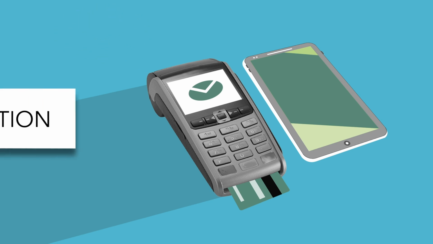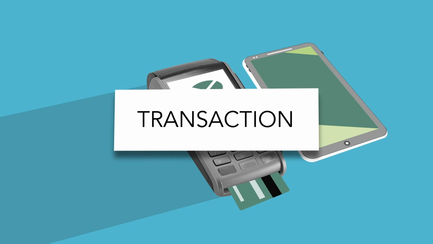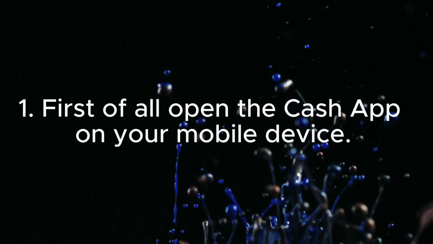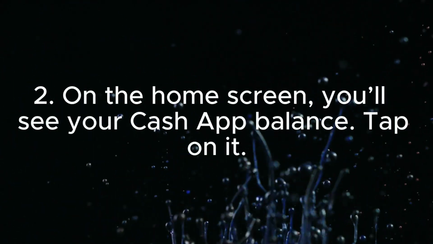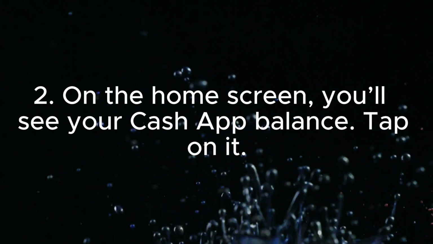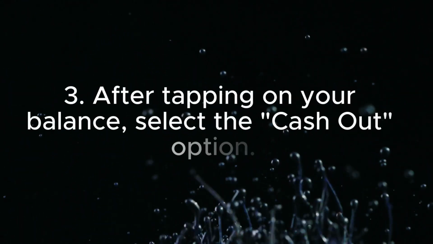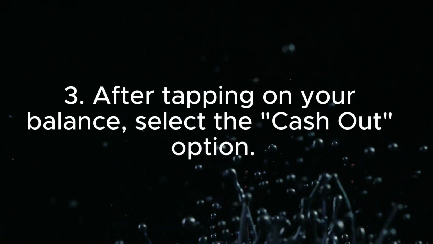Withdrawing money from Cash App is a straightforward process. Here's how you can do it. 1. First of all, open the Cash App on your mobile device. 2. On the home screen, you'll see your Cash App balance. Tap on it. 3. After tapping on your balance, select the Cash Out option.